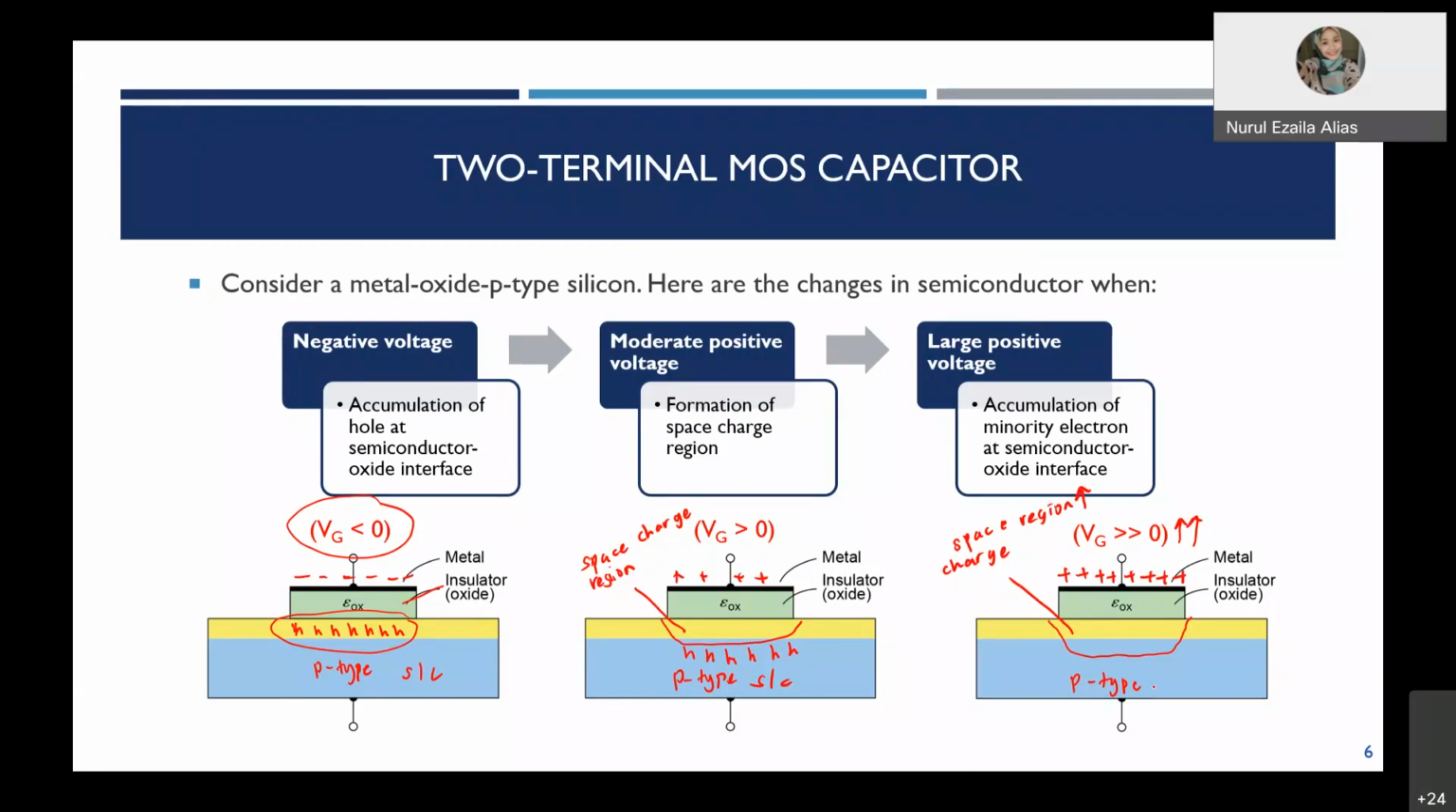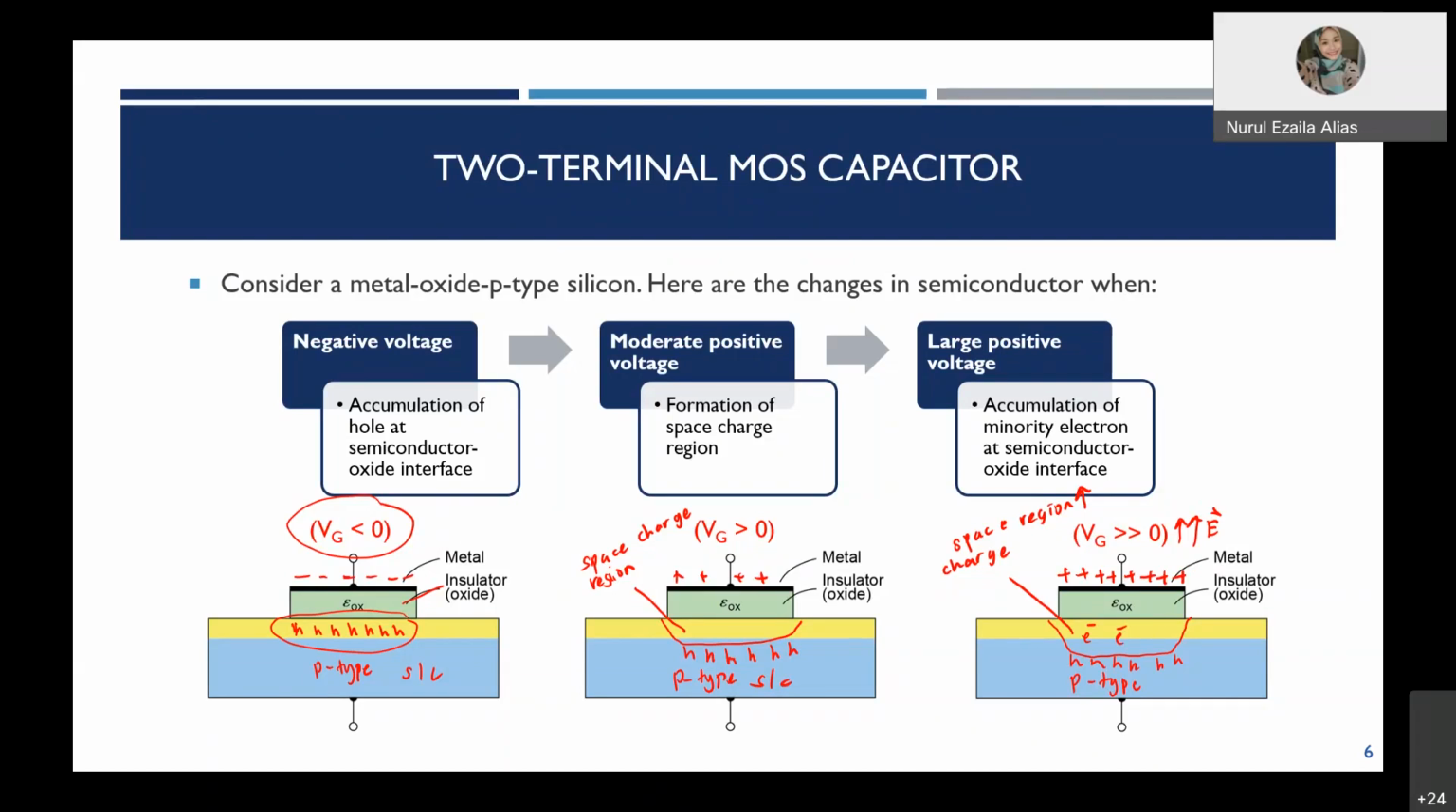Due to the very high electric field of the positive voltage, we know that in p-type, the majority carriers are holes. However, p-type also has minority carriers of electrons. Due to the high electric field here, it will be able to attract some of the minority carrier electrons from the p-type. So for this case, where VG is much greater than 0 volt, there will be accumulation of minority carrier electrons at the semiconductor-to-oxide interface.